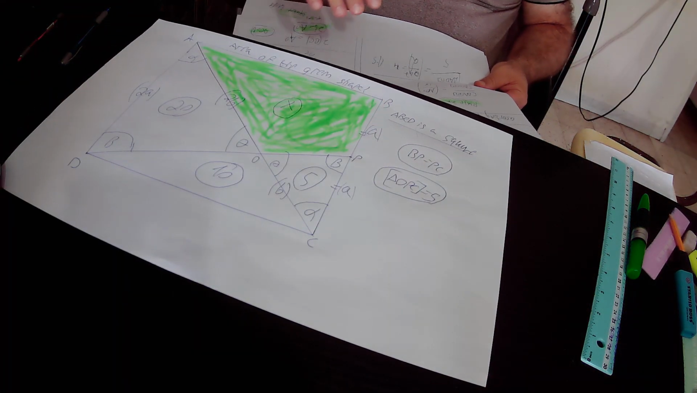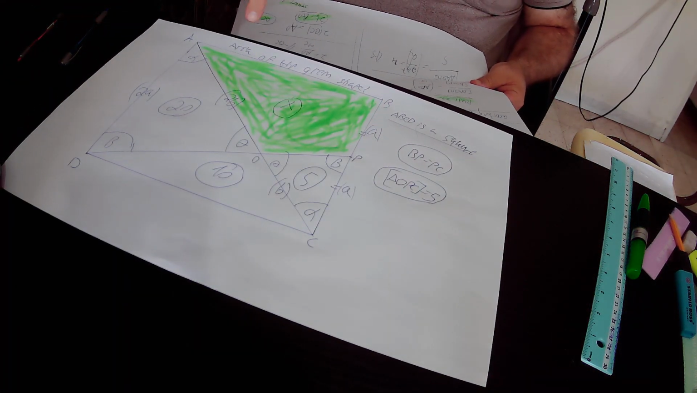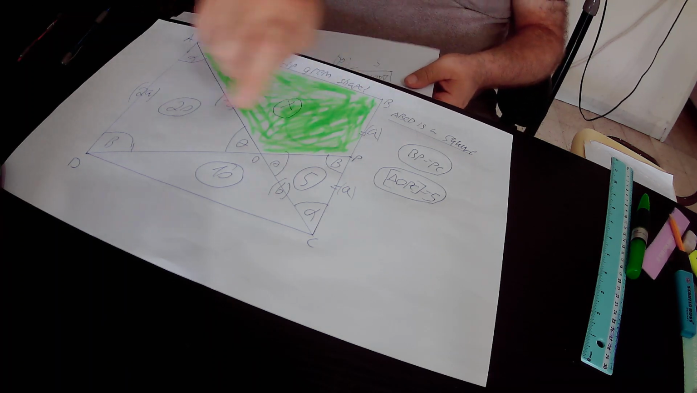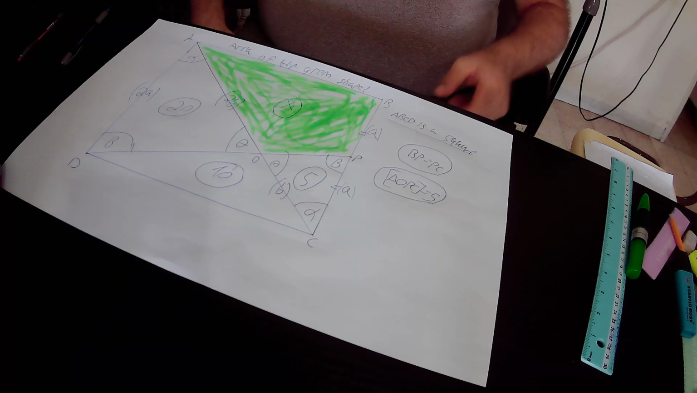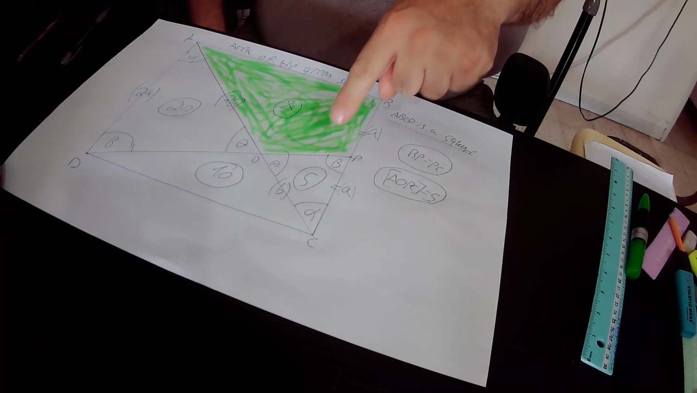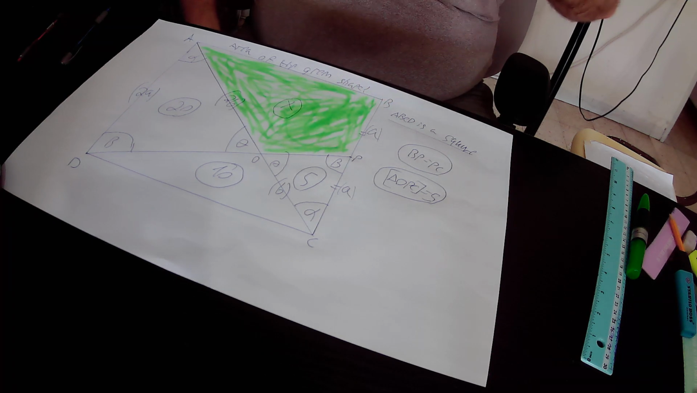Our mission in this second question is to find out the area of this green shape. So in the drawing we have square ABCD, line BP equals line PC. This triangle POC is equal to 5 units in its size. Again, our mission is to find out the area of this green shape.